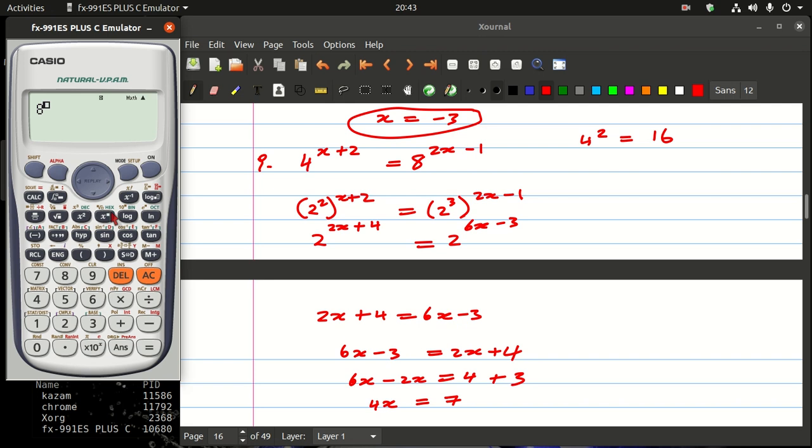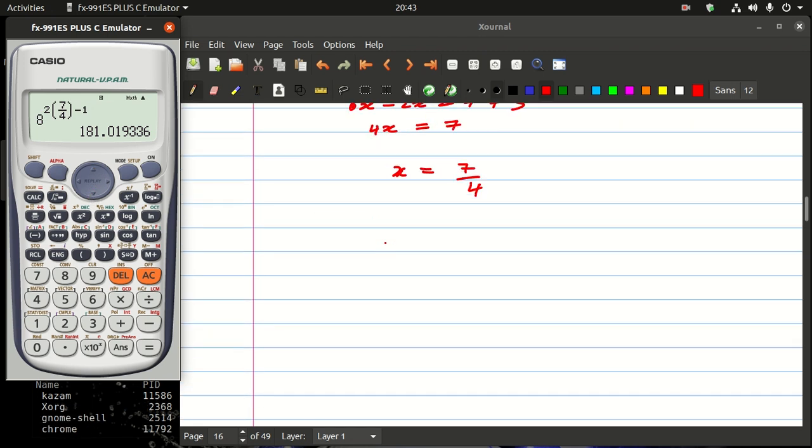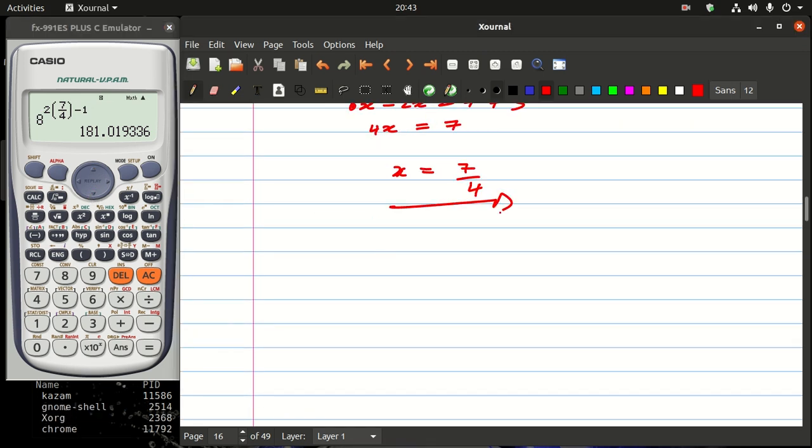And then here we end up with 2 times 7 over 4. And then we close, and then we subtract a 1 here. If we subtract a 1, we still get the same thing. Also, the answer is the same. So our x is good. We're good to go. And now we have the last one, which is number 10.